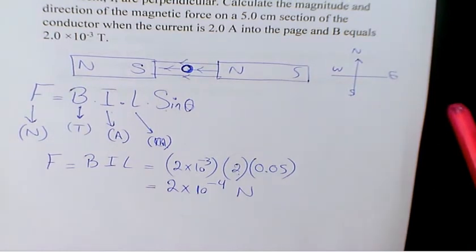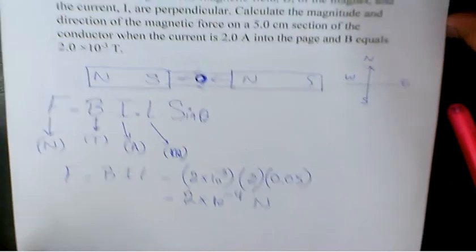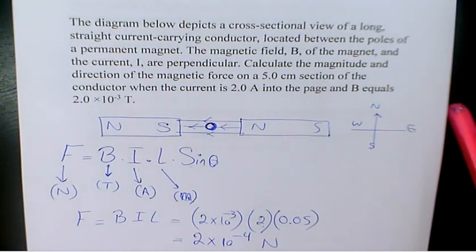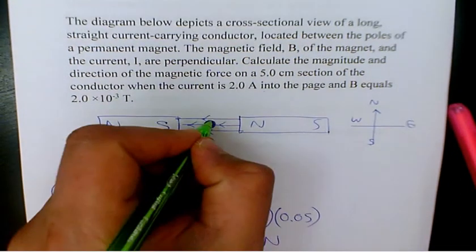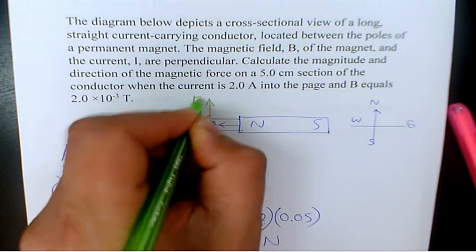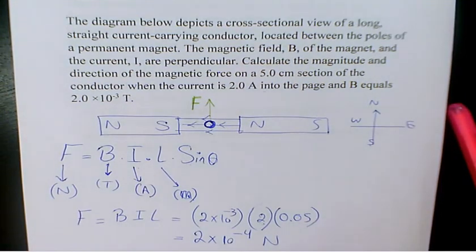Now let's find out the direction. The direction, we need to use the right hand rule, in which the thumb shows the direction of the current, which in this case is into the page. So thumb is going to go into the page, forefinger is going to go toward the direction of the magnetic field, and then your right hand palm is going to show you the direction of the force, which in this case is going to go upward. So that's the direction of the magnetic force.